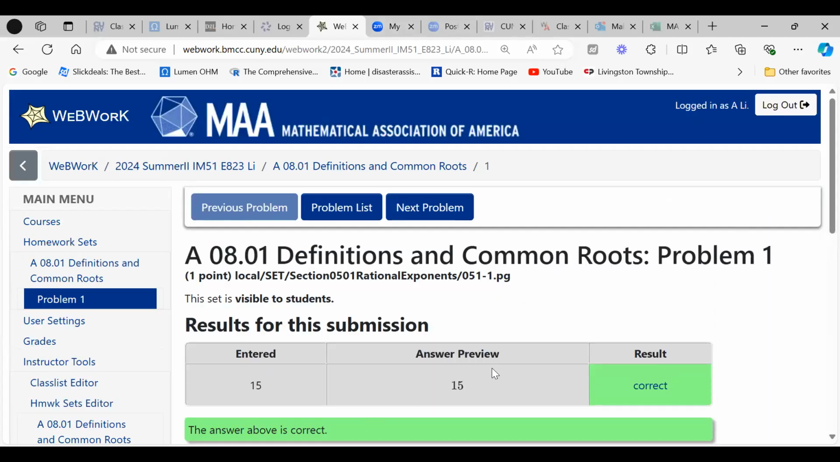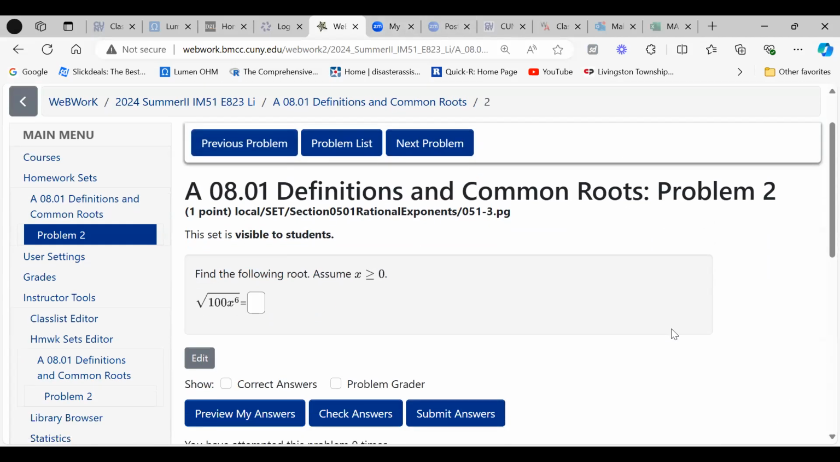The square root of 225 is a perfect square. And how about the square root of 100 x to the 6? You guys try this one.